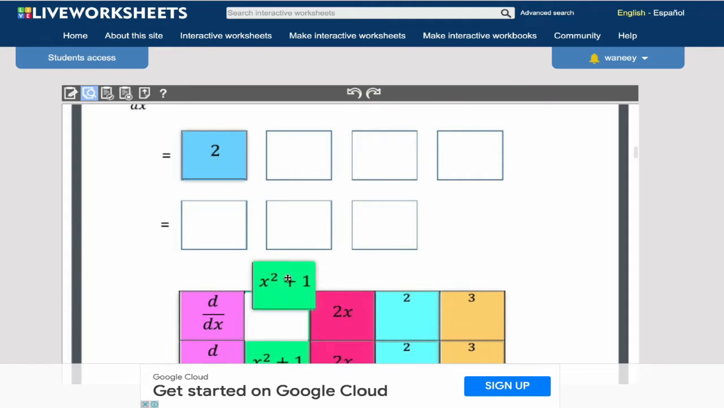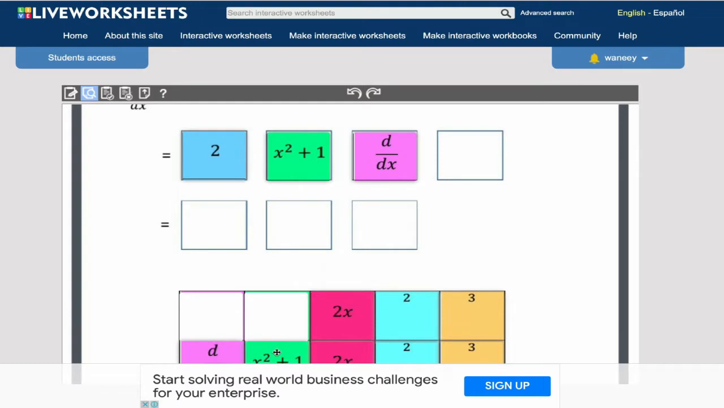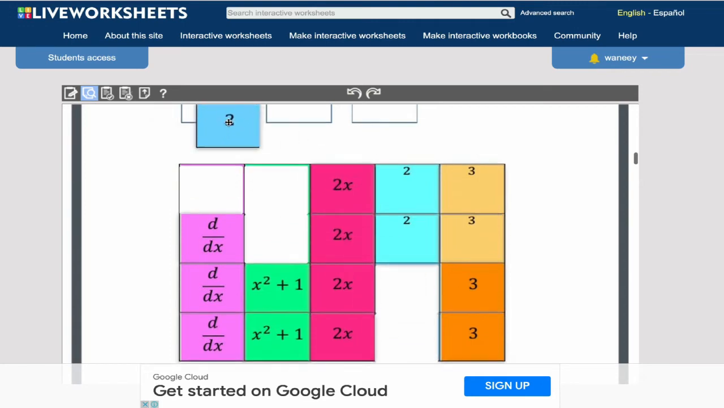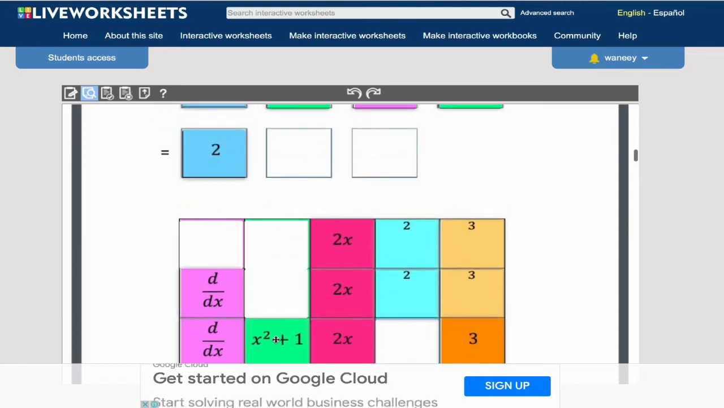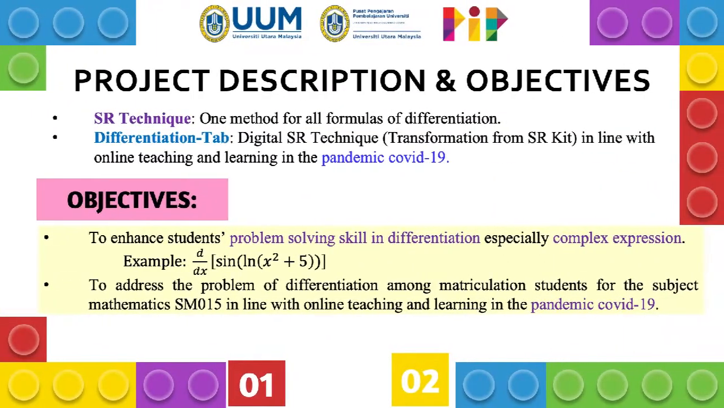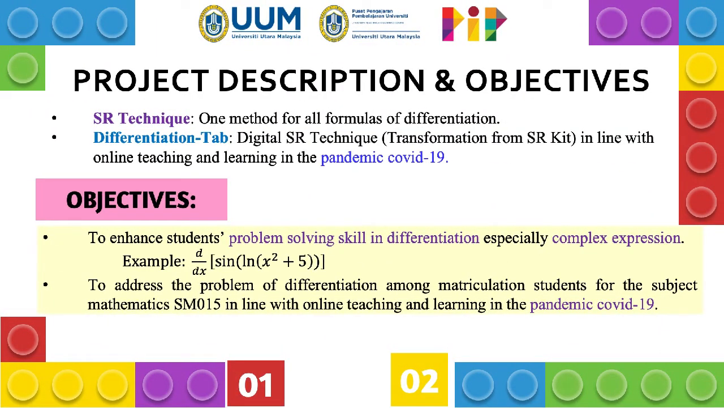The first objective of our project is to enhance the students' problem-solving skills in differentiation, especially with complex expressions, for example expressions involving logarithmic and trigonometric functions. Secondly, we want to address the problem of differentiation among matriculation students for the subject mathematics, in line with online teaching and learning in the COVID-19 pandemic.